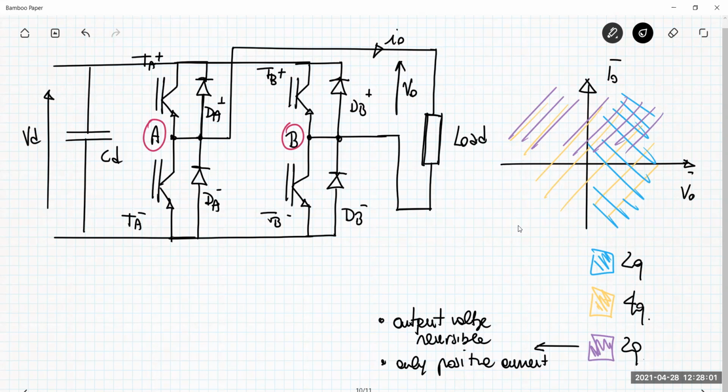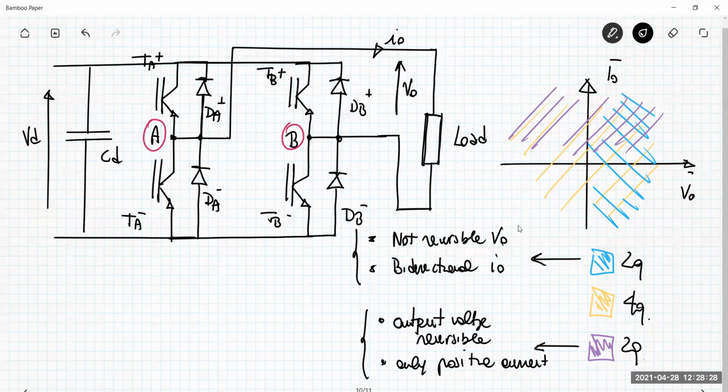While here is another 2 quadrant converter, but in this one I have not reversible voltage, and I have bidirectional current. Okay, so these are 2 different 2 quadrant converters. In their operation, they are different.